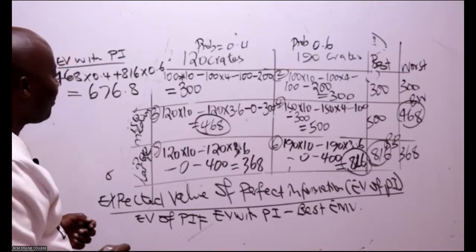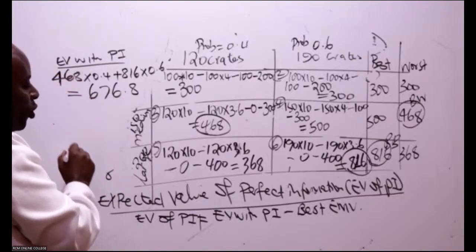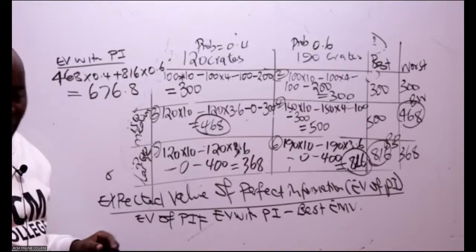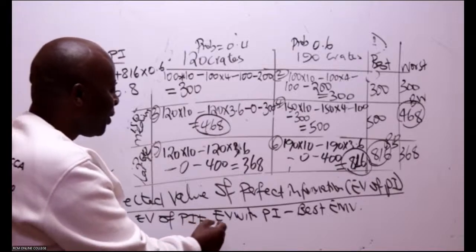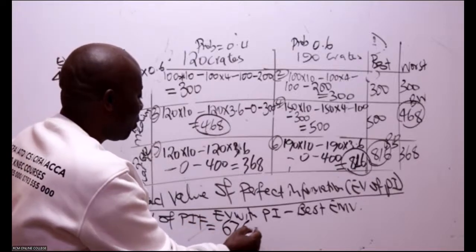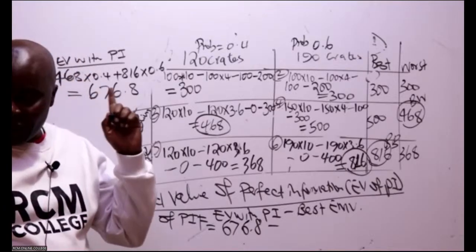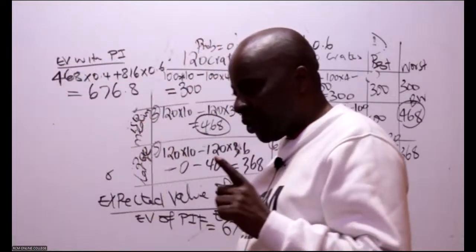Sheila is saying the volume is a bit low. I'll be able to do something. Once we have this EV with PI, can we then go ahead and get EV of PI? Remember, the EV of PI will be equal to EV with PI, which is 676.8, minus best EMV. Are we able to remember the best EMV that we wrote up there?